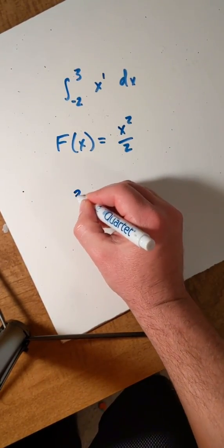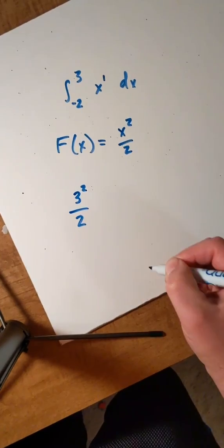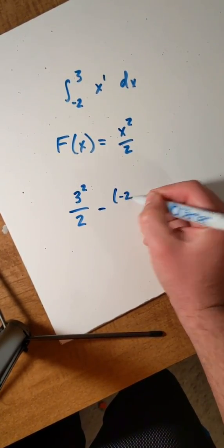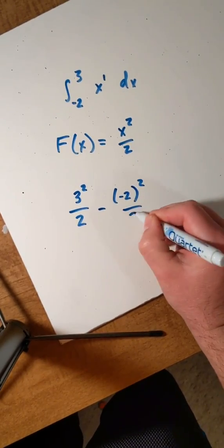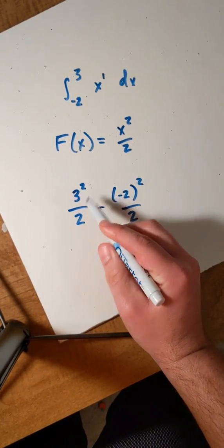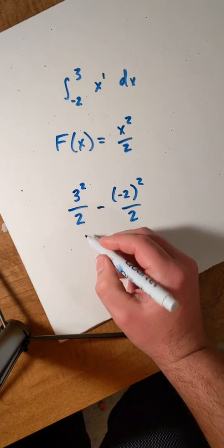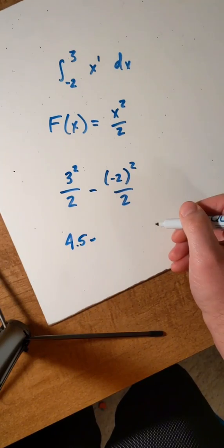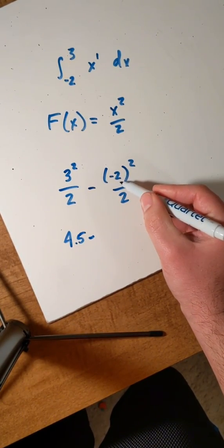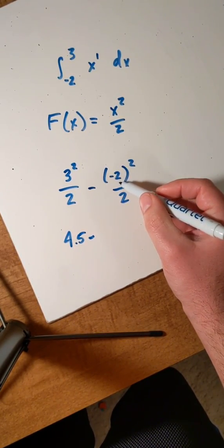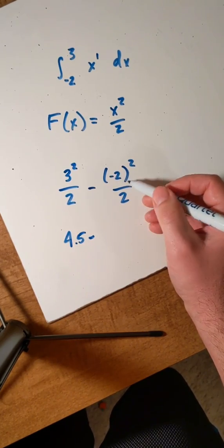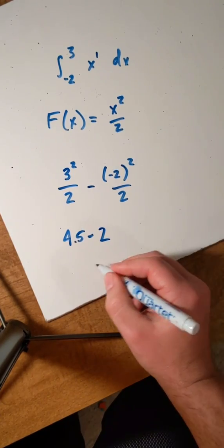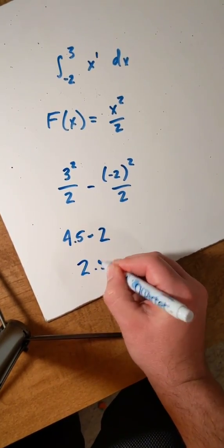So we'll plug in 3: 3 squared over 2, minus, and then we'll plug in -2: -2 squared over 2. So 3 squared is 9, 9 over 2 is 4.5. Minus, -2 squared is 4, 4 divided by 2 is 2. So we're really going to do 4.5 minus 2. 2.5 would be the answer.